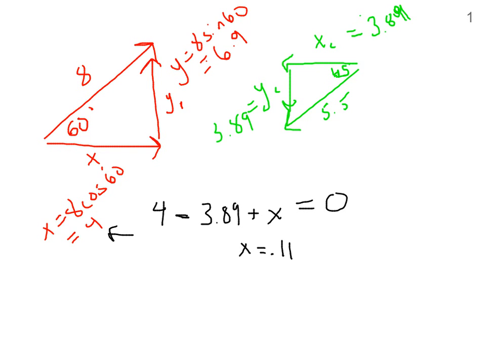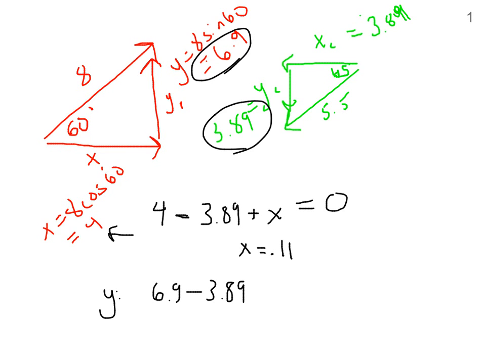Do the same thing for the y's. Up here I have a positive 6.9. Over here I have a negative 3.89 plus some unknown y component gets me 0. So I have 6.9 minus 3.89 minus y, so you basically get 3 plus y equals 0. That means that y is negative 3.